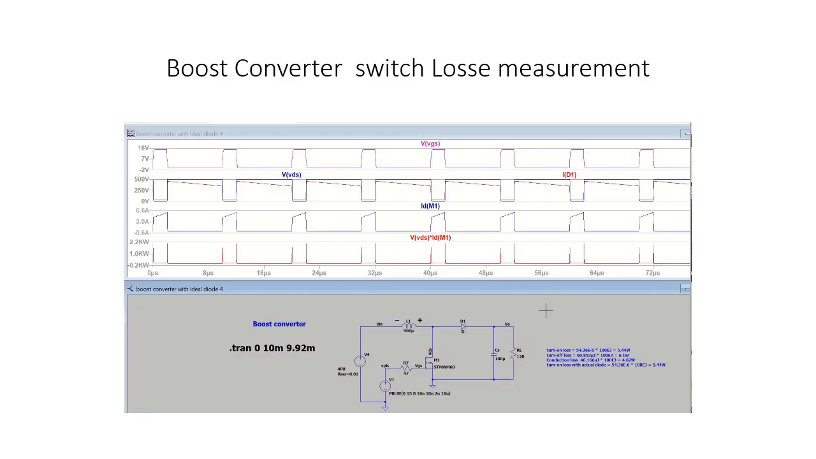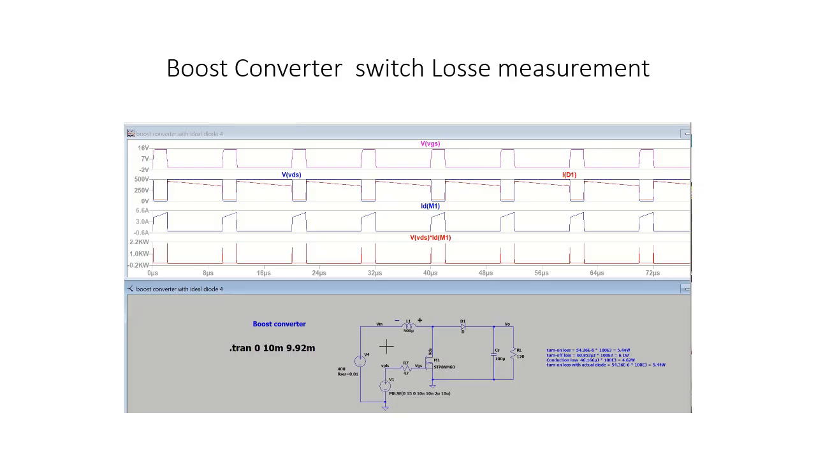I have considered a boost converter to show how to measure switch losses in LTspice simulation. A basic knowledge of LTspice simulation is sufficient to follow this presentation. Let me start with a quick recap of boost converter operation.